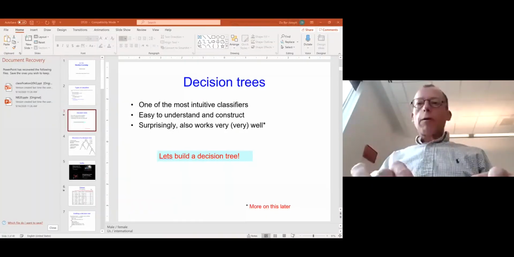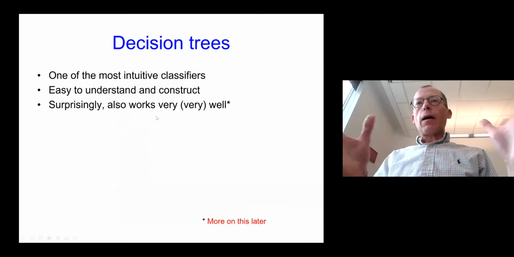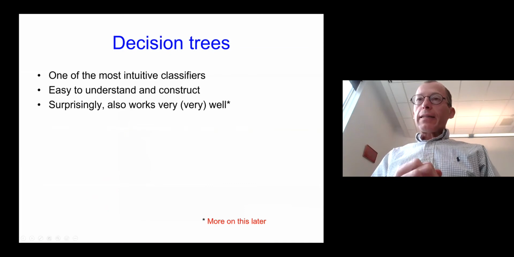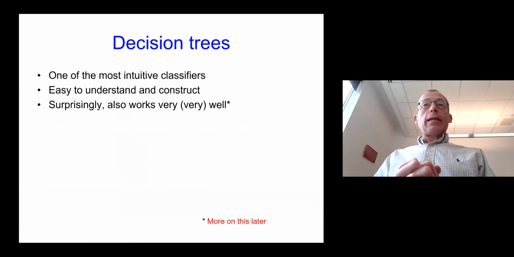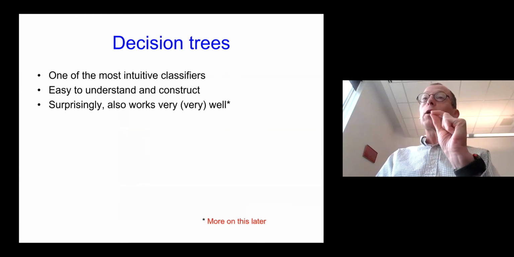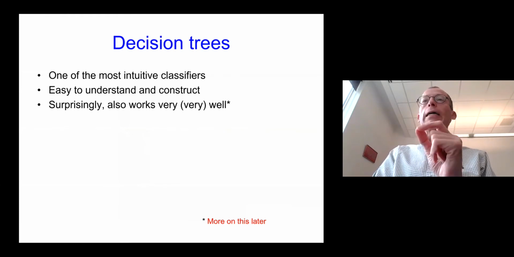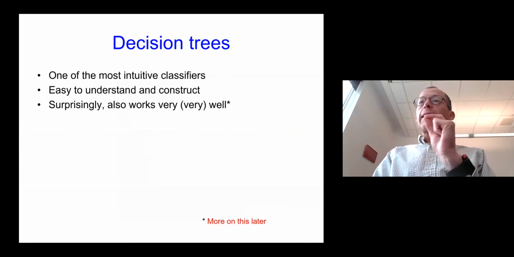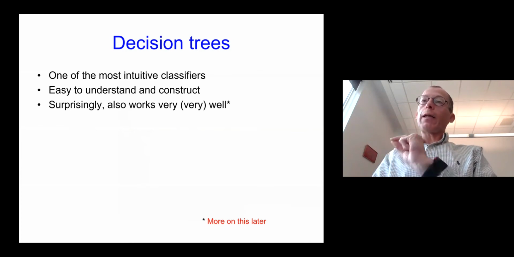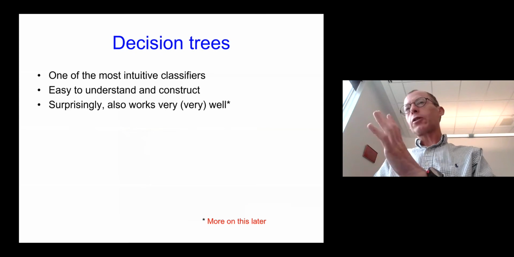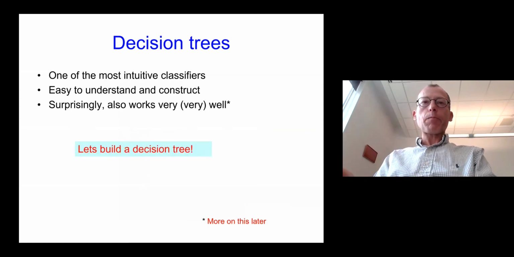Okay, so decision trees, as I said, are easy to understand. The nice thing about decision trees is that in addition to being very intuitive, they also work well. Decision trees themselves actually do not work amazingly well. They're not bad, but they don't work very well. But pretty simple extensions of decision trees work very well, and we'll get to that later in this lecture, or maybe next time, we'll see.